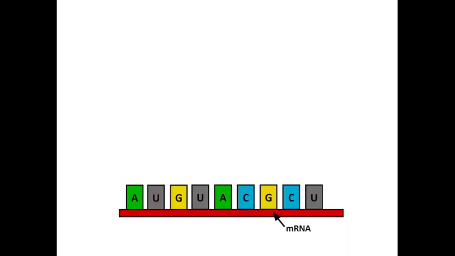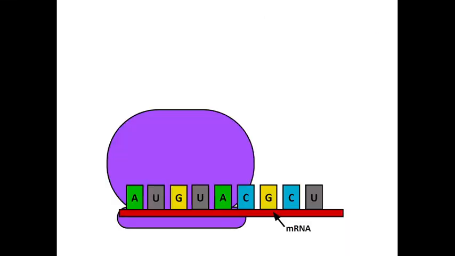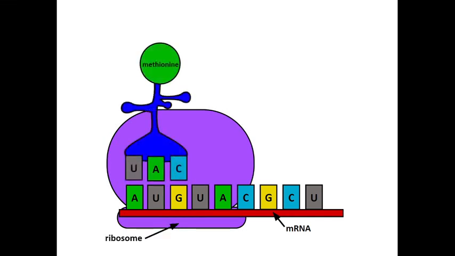So we have our mRNA sequence here. Oh, look at that. We have a pretty purple blob. What is that pretty purple blob? That is our ribosome. And here, that's where we have our tRNA coming in. Our tRNA brought in this amino acid for us. Now we're going to keep going down.